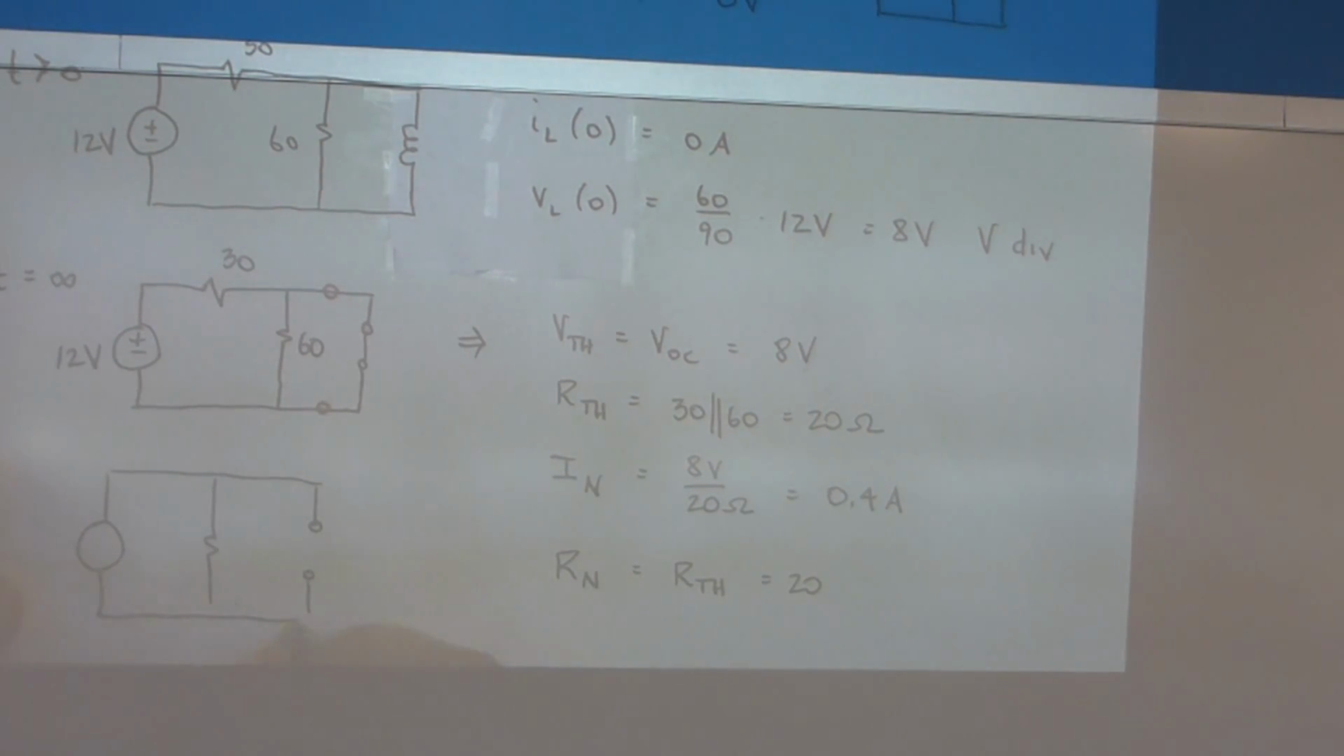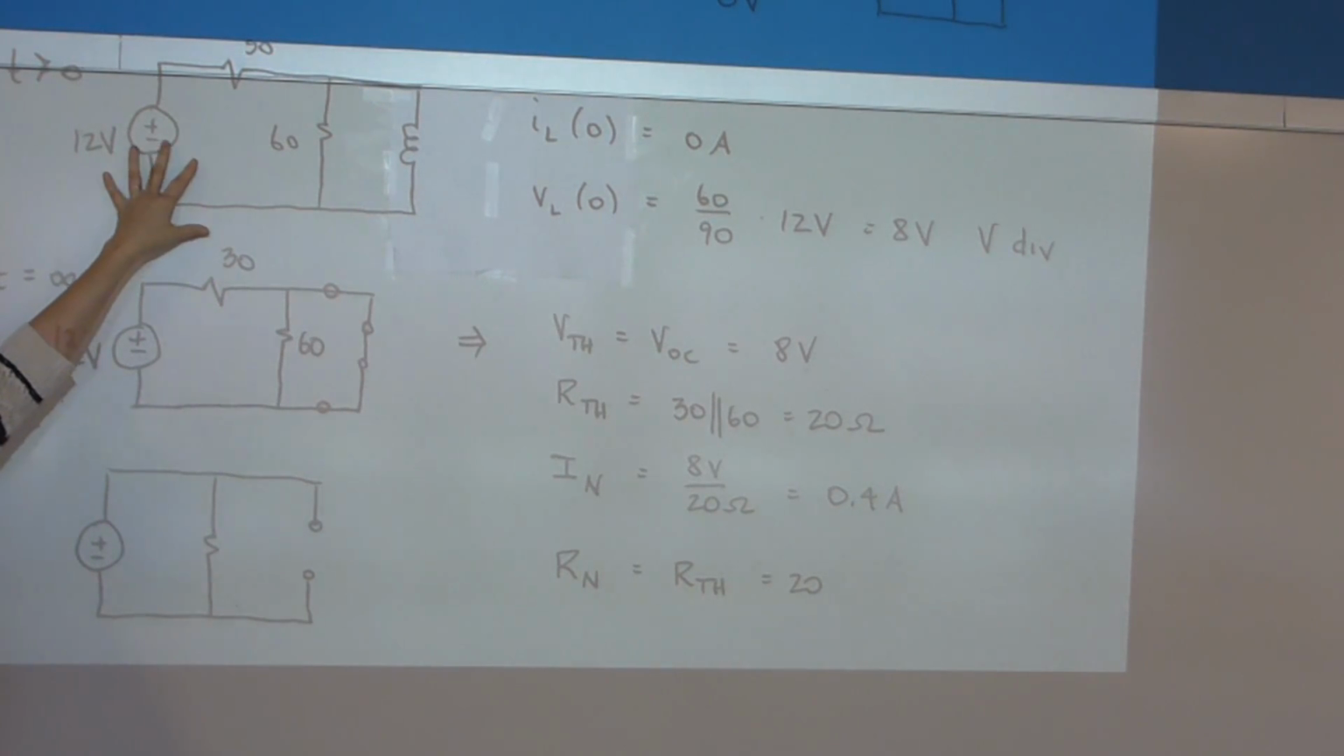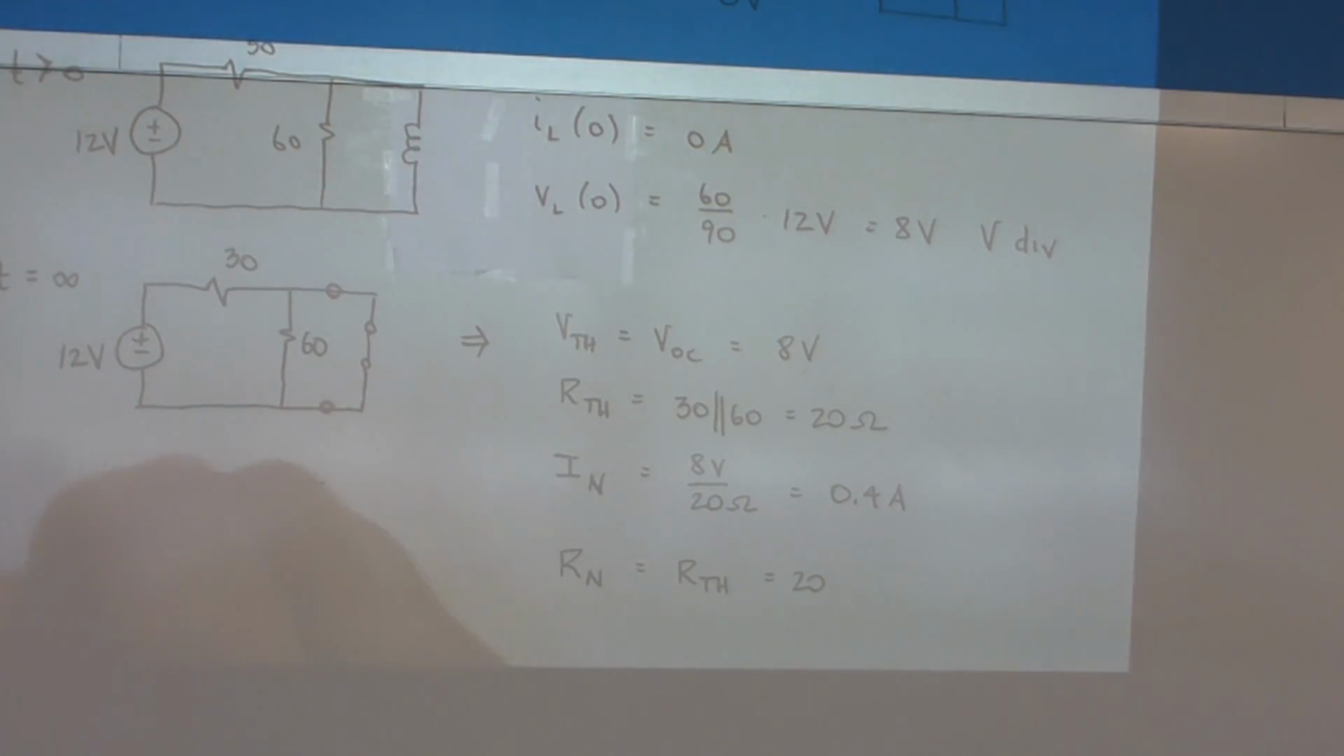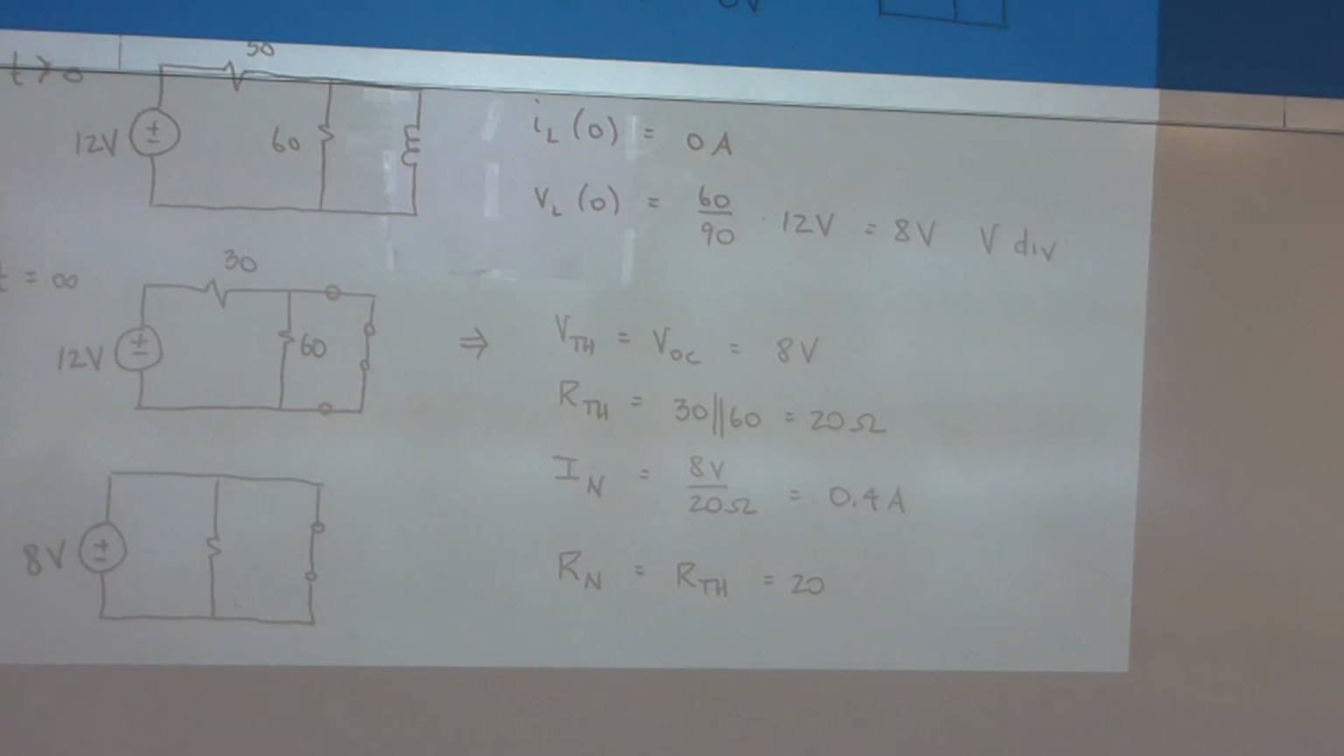And actually, it would be perfectly suitable to do this in the very beginning. When I first drew my response circuit, that is the time to go ahead and put it in the proper form. Okay, so this is a short. So here I have 8 volts. No, it's a current source.